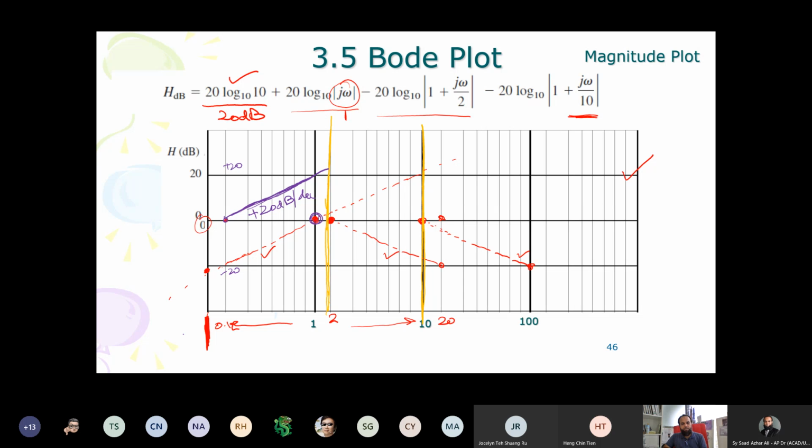Right? Okay, now we have something added in the system. What do we have? What's added at omega equal 2? You can chip in. What's added at omega equal to 2?